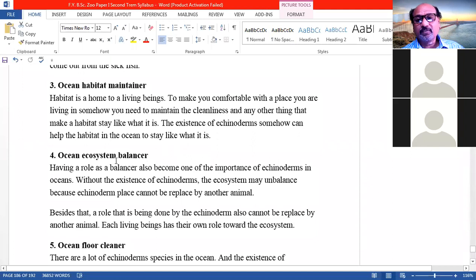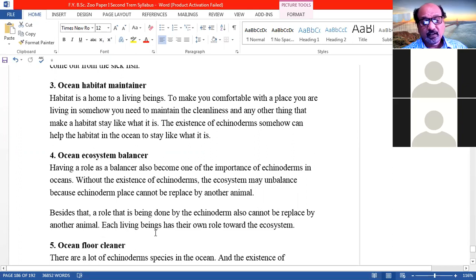Ocean ecosystem balancer. Having the role of balancer is also one of the importances of the echinoderms in the oceans. Without the existence of echinoderms, the ecosystem may become unbalanced because their place cannot be replaced by another animal. Besides that, the role done by the echinoderms cannot be replaced by another animal.